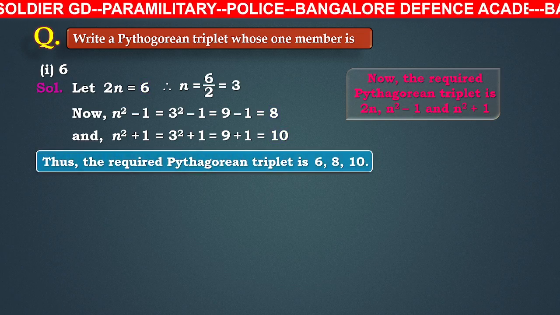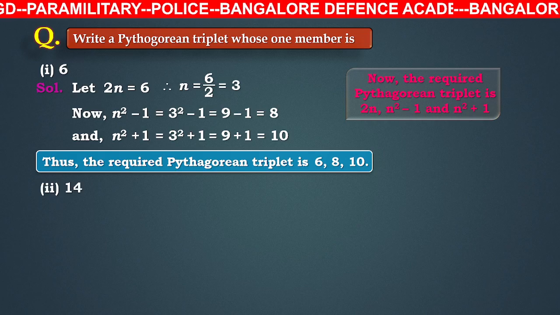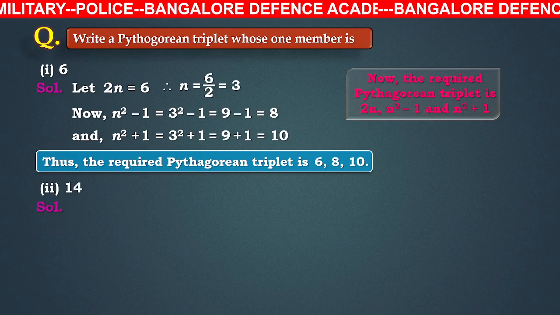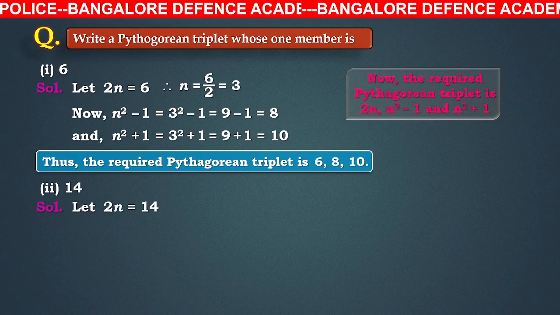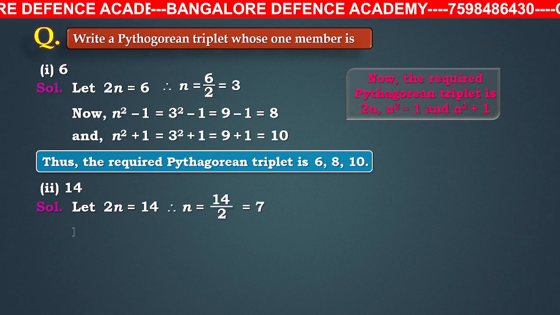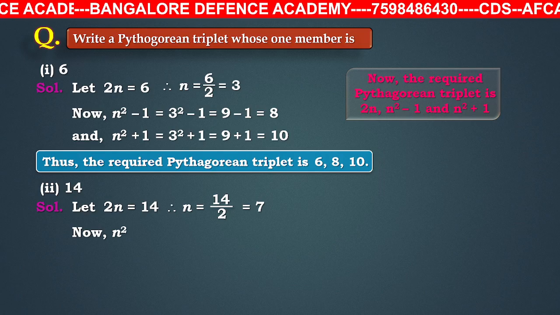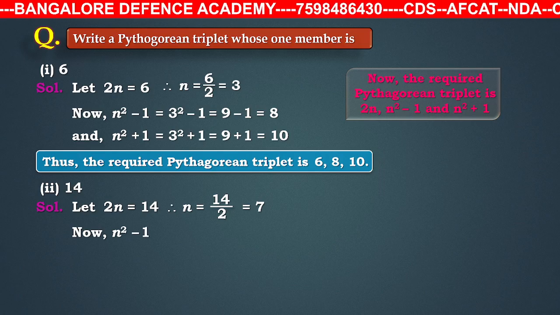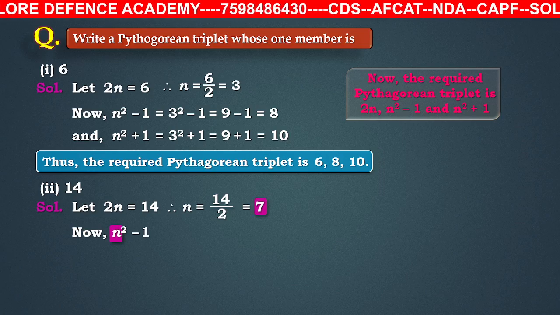So this is how you are going to solve the Pythagorean triplet questions. Next, if I take 14. Now let me take 2n is equal to 14. So n will become 14 divided by 2, that gives me 7. I got the n value as 7. Now let me find out the second number, n square minus 1. Here n is 7.